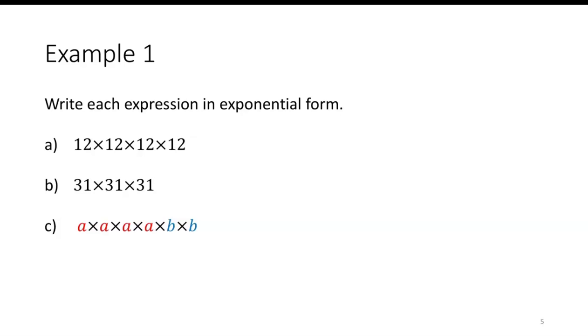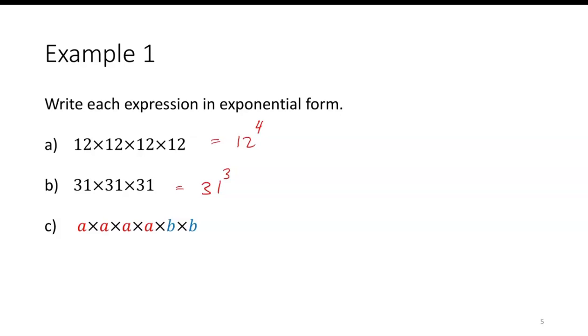And let's try some examples. Let's rewrite each of these in exponential form. So 12 times 12 times 12 times 12. Well, the base is 12, and the exponent is 4. So there are 4 copies of 12, so 12 to the 4th. 31 times 31 times 31. The base is 31, and there are 3 copies, so 31 to the 3rd.